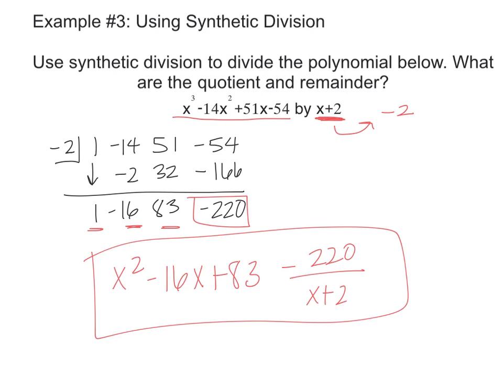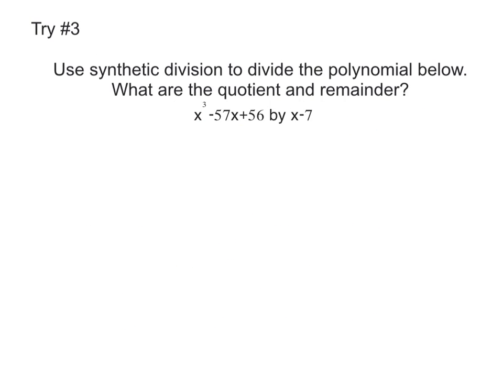All right, let's keep going. So we're going to try that again. So remember, we want to make sure that there are no gaps, and I already see that there's a gap. So let's go ahead and fix that first before we get started. That becomes x cubed, x squared, or there's none of them, so I need to put 0x squared, minus 57x plus 56.